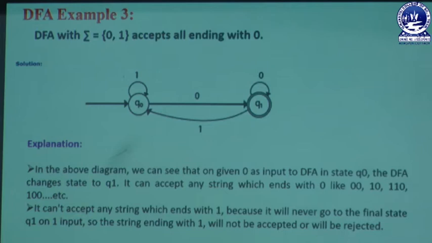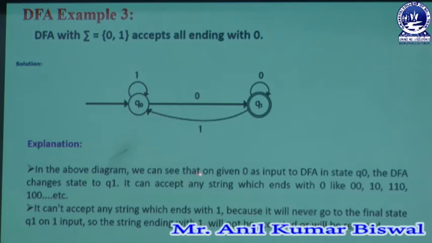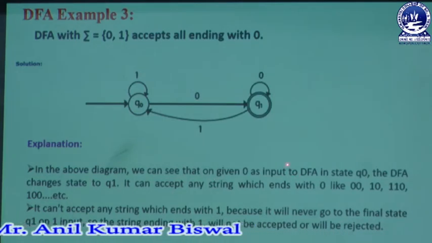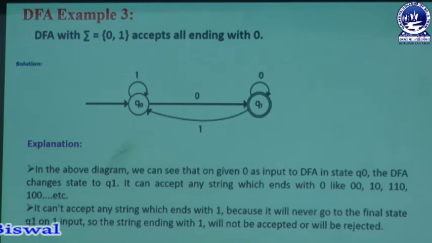From this diagram we are going to explain the different points related to the diagram concept. In the above diagram we can see that on given 0 as input to the DFA in state Q0, the DFA changes its state to Q1. We already discussed this in the previous part. Due to these changes, it can accept any string which ends with 0, like 00, 10, 110, or 100, whatever. That means it is a very flexible way to create it.